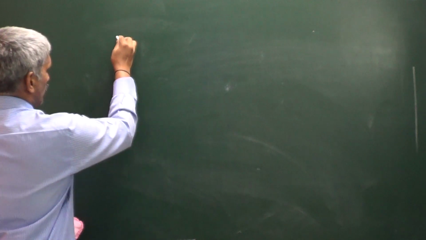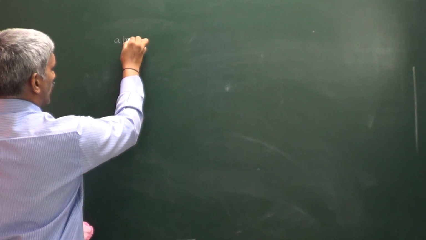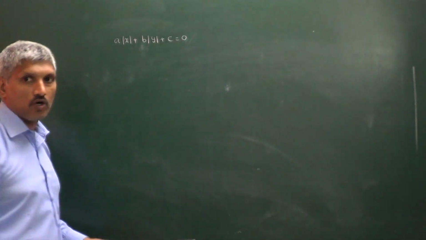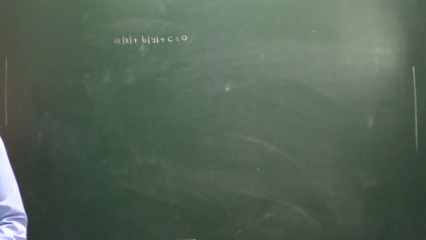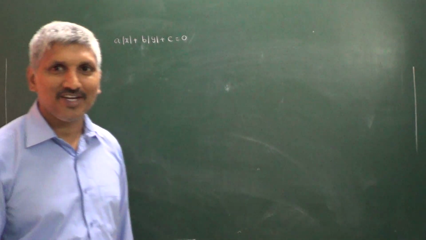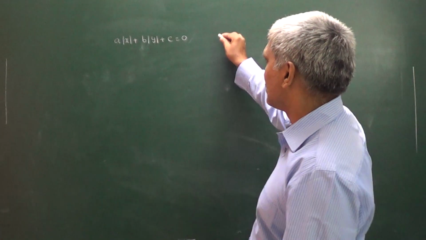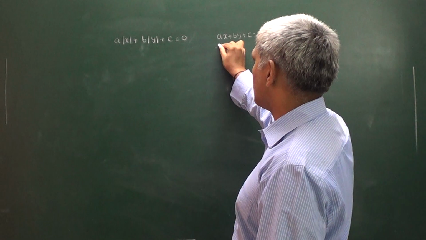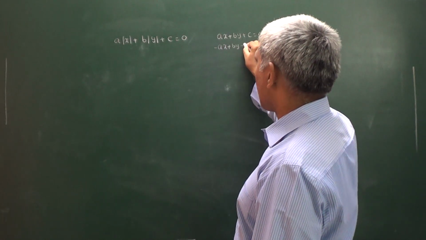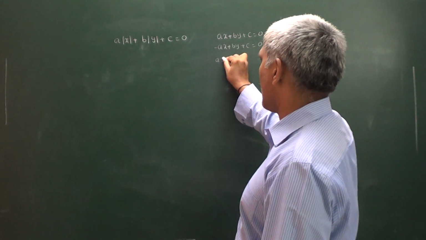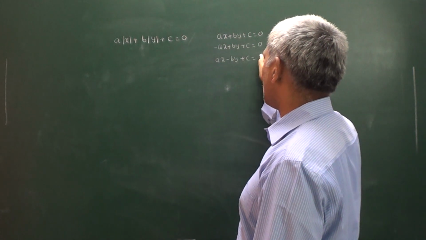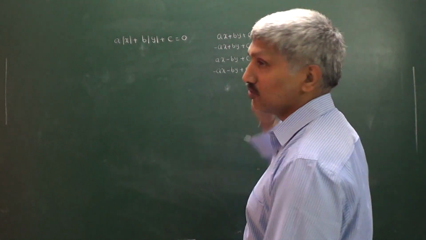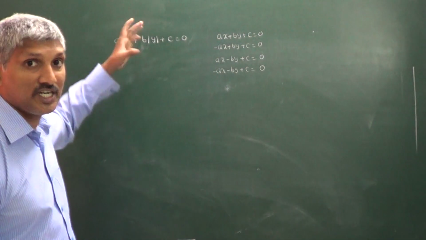Now again you can observe here, when the problem is given like this: a into mod x plus b into mod y plus c is equal to 0. What is the meaning of this? This represents 4 lines. The first line is ax plus by plus c is equal to 0. The other one is minus ax plus by plus c is equal to 0. One more is ax minus by plus c is equal to 0. One more line is minus ax minus by plus c is equal to 0. So this equation represents 4 lines.